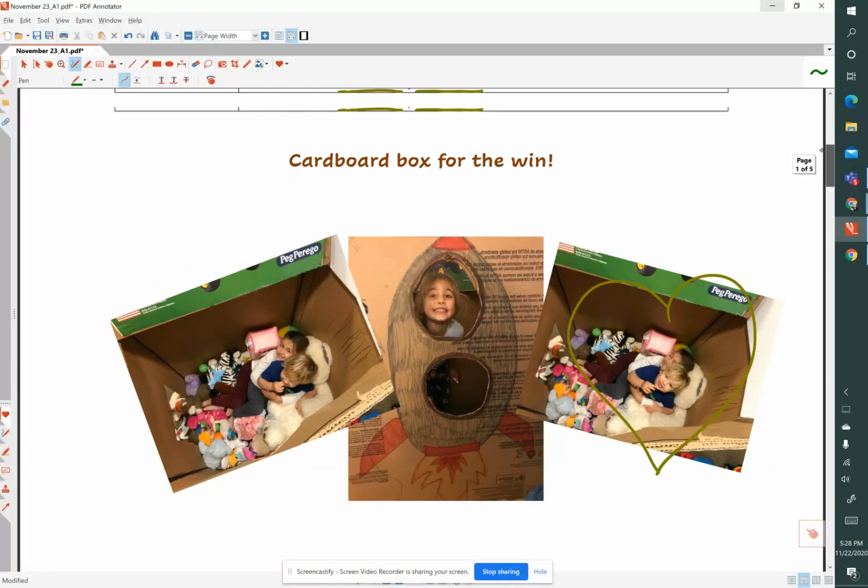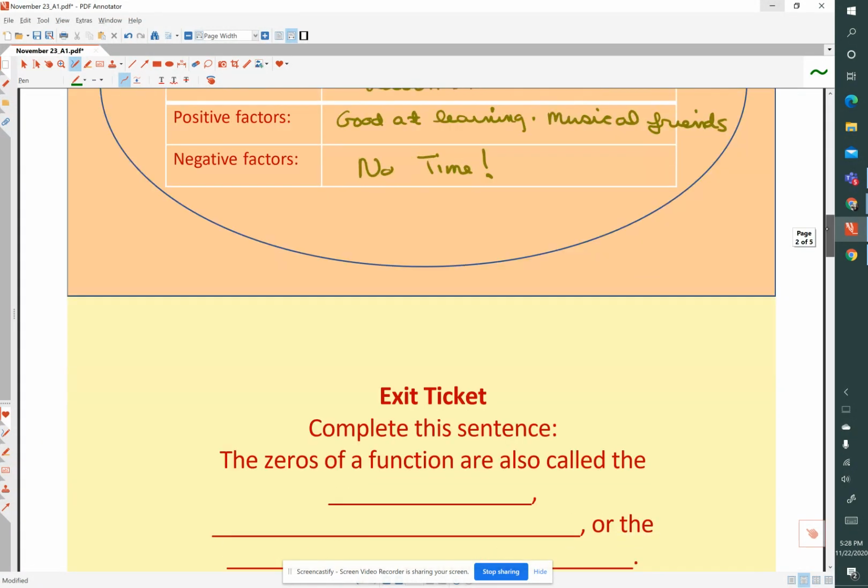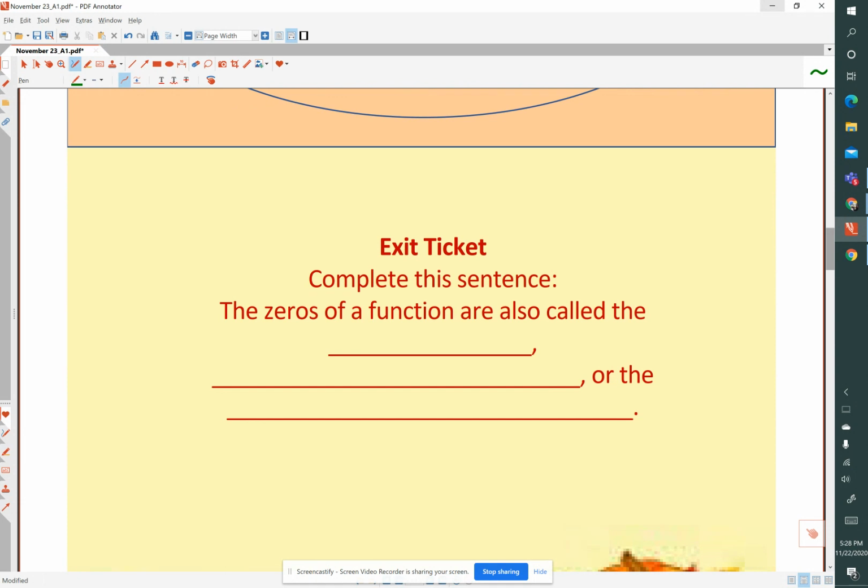Let's go back to our exit ticket and complete this sentence. The zeros of a function are also called the roots, the x-intercepts, and or the solutions.